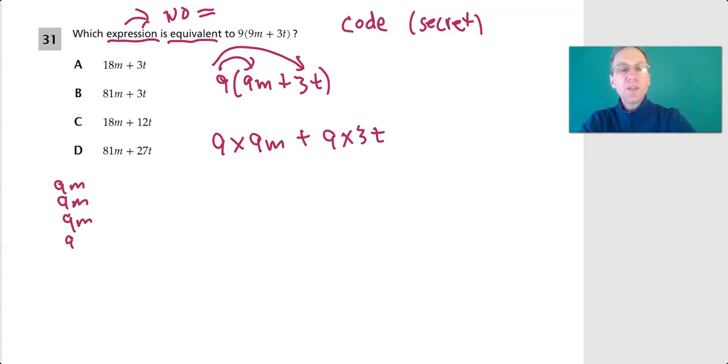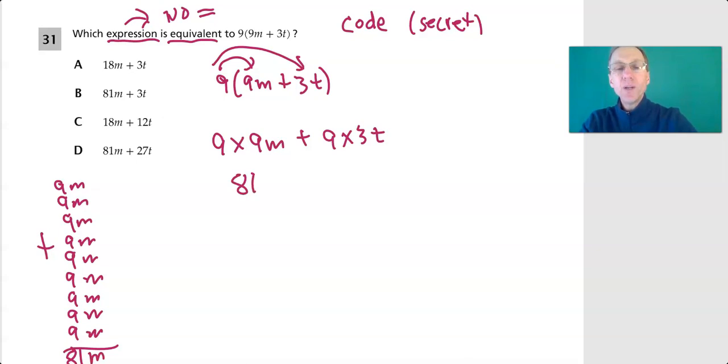9 of those. 1, 2, 3, 4, 5, 6, 7, 8, 9. If I add all that up, that's a lot of adding. I could just do 9 times 9, which is 81. So it's 81 times m. So this is just 81m. 9 times 9, 81m. And then 9 times 3, 27t. That's all we're doing. Look over here.